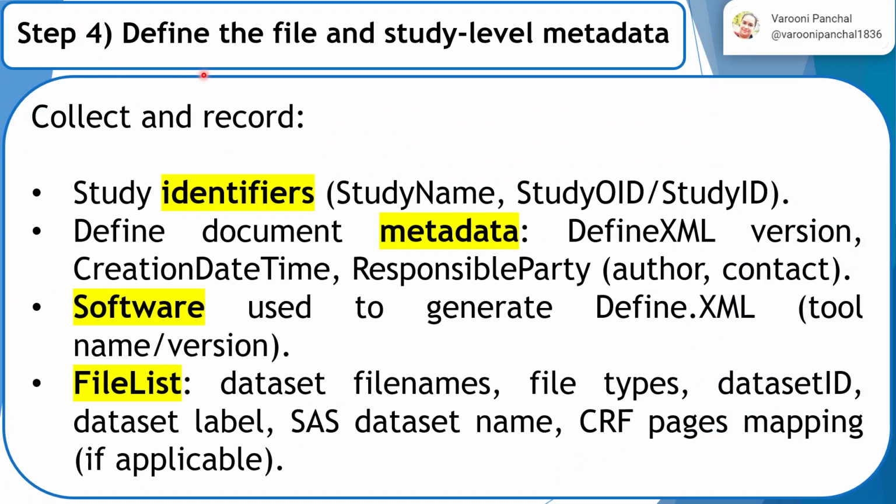Step 4. Define the file and study level metadata. Collect and record study identifiers: study name, study OID, study ID. Define document metadata: Define.XML version, creation date and time, responsible party, author or contact. Software used to generate Define.XML, tool name and version. File list: dataset names, file types, dataset ID, dataset label, SAS dataset name, CRF pages mapping if applicable.